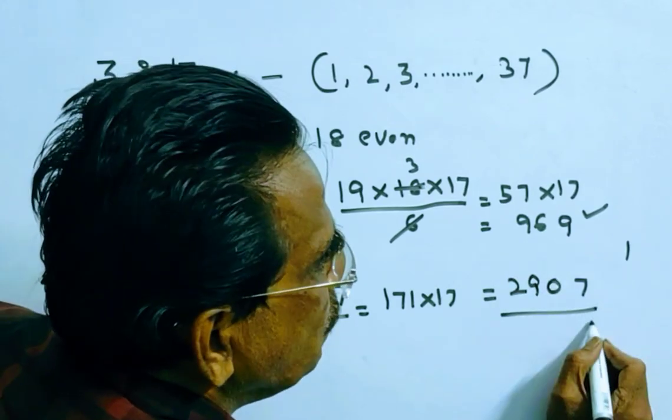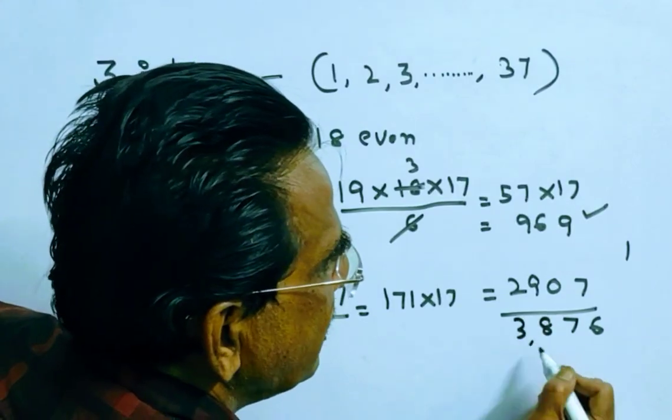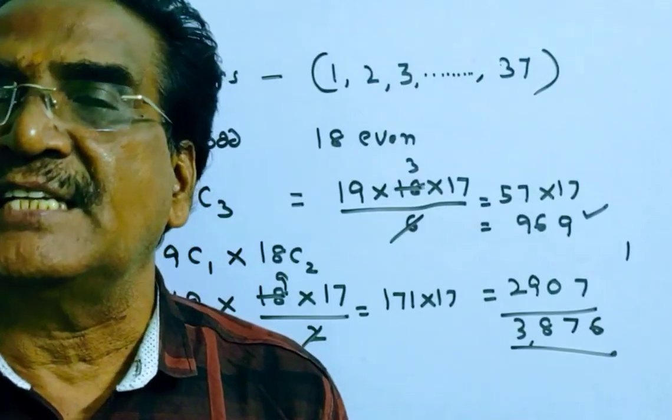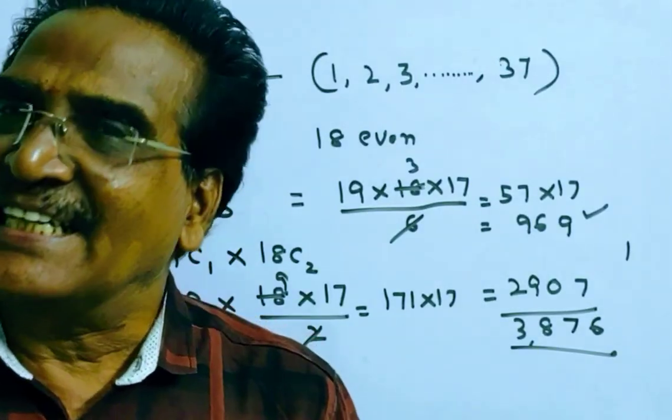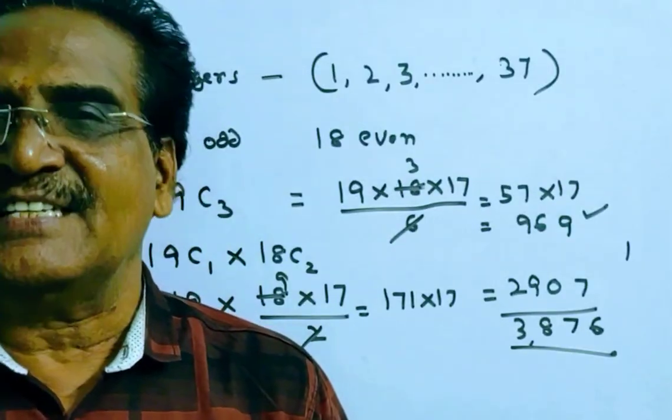So the sum of these two is 3876. In 3876 ways we can select three integers whose sum is odd. Thank you friends. Have a nice day.